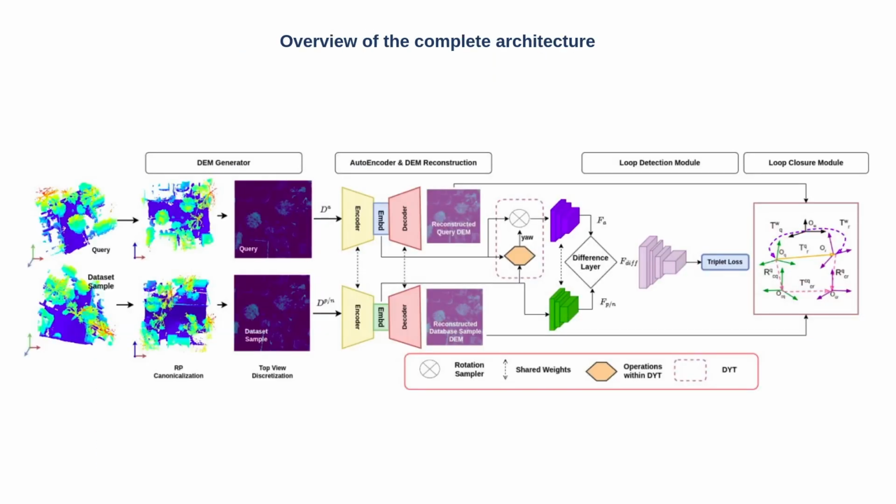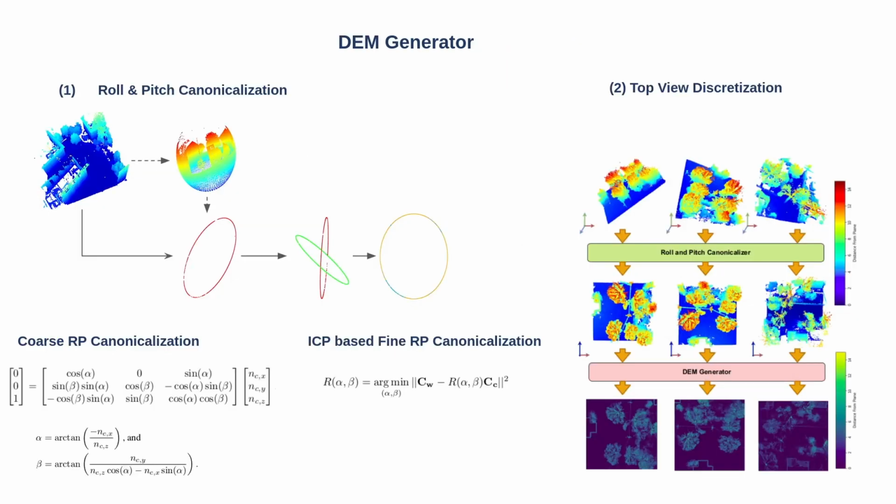Our architecture is split into 4 parts: DEM generation, the autoencoder and DEM reconstruction, the loop detection module, and the loop closure module. Beginning with DEM generation, we first assume that all urban environments, or all environments a robot is reasonably expected to run in, have a dominant plane that we can use as our canonical plane. We first extract this plane using RANSAC from both positive and anchor DEMs and then rotate our point cloud in our top view discretization process such that our view is perpendicular to this canonical plane.